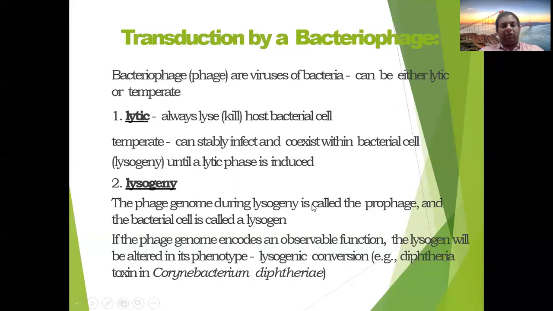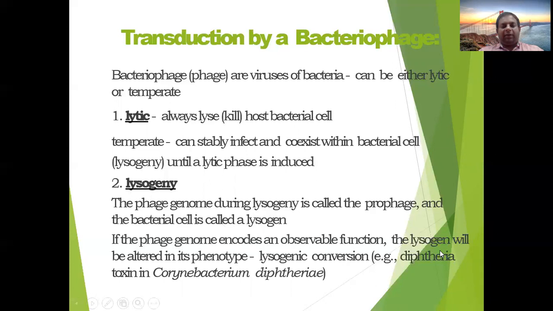The phage genome during lysogeny is called a prophage. So the phage engulfs DNA material from one to other. Now it's termed a prophage, and the bacterial cell is called a lysogen. If the phage genome encodes an observable function, the lysogen will be altered in its phenotype. That means the prophage carries genetic information from one bacterium to other. It's a kind of vector.